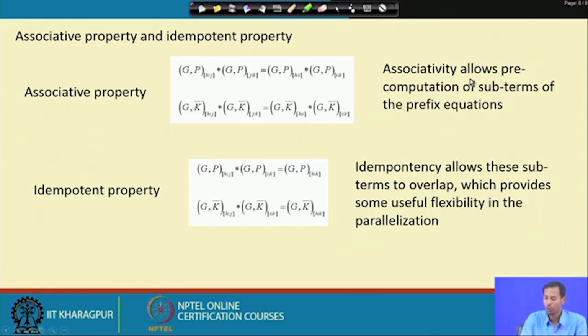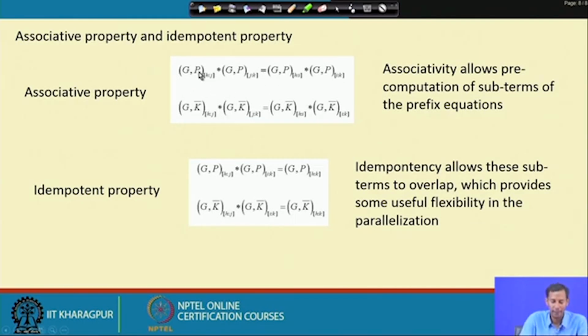Okay. So, the associativity allows pre-computation of subterms of the prefix equation, whereas this idempotency allows these subterms to overlap, which provides some useful flexibility in the parallelization of the corresponding circuit. Okay. So, that means how we can define this associativity property.